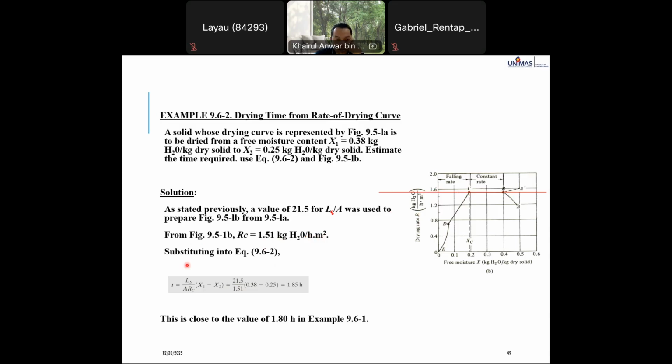Substituting into equation 9.6-2, 21.5, this is equal to Ls over A divided by Rc, times 0.38 minus 0.25. The answer is 1.85 hour. This is very close to the 1.8 hour in example 9.6-1. So 9.6-1 is using the drying curve.